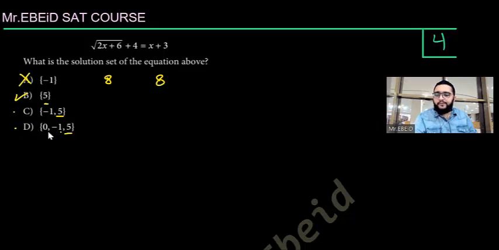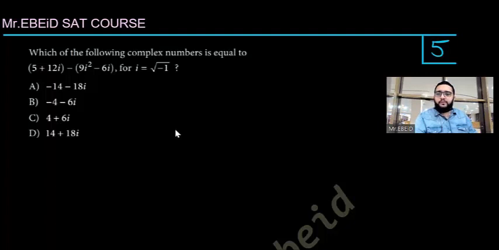So check negative 1. If we have negative 1 here, 2 times negative 1 equals negative 2. Negative 2 plus 6 equals 4, the square root of 4 equals 2, plus 4, which equals 6. This is for the left-hand side. For the right-hand side, we have negative 1 plus 3, which equals 2. So the left-hand side is not equal to the right-hand side, so that answer is wrong. So the answer is B. Let's move to question 5.